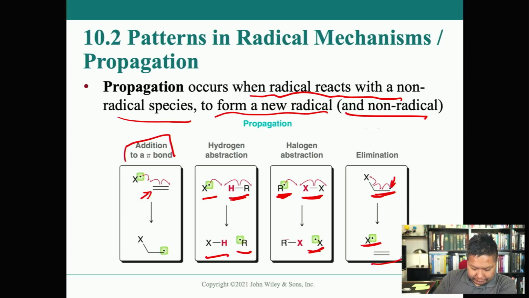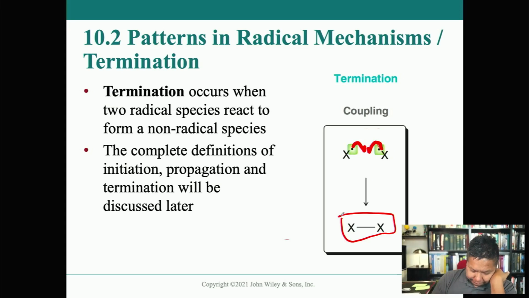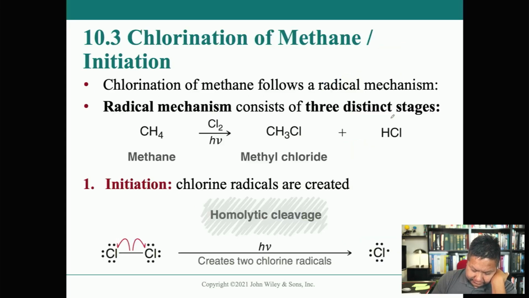That's propagation. And the last step of all radical reactions is called termination. Termination happens when two radicals come together and you form a non-radical species. So the complete definition of a radical reaction is going from initiation, propagation, to termination. This is called coupling, by the way. I think I said that before.